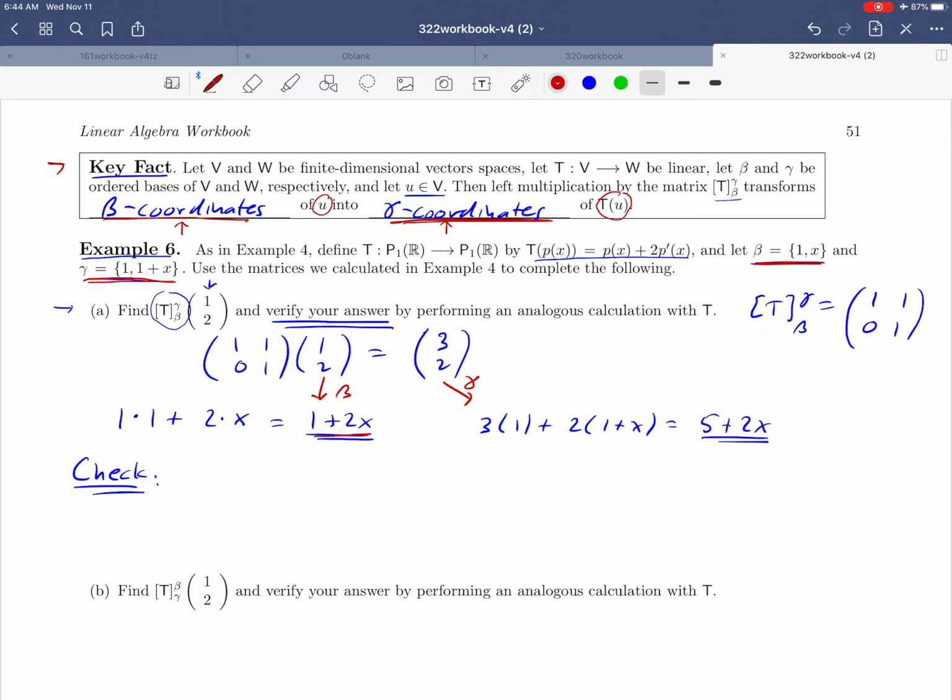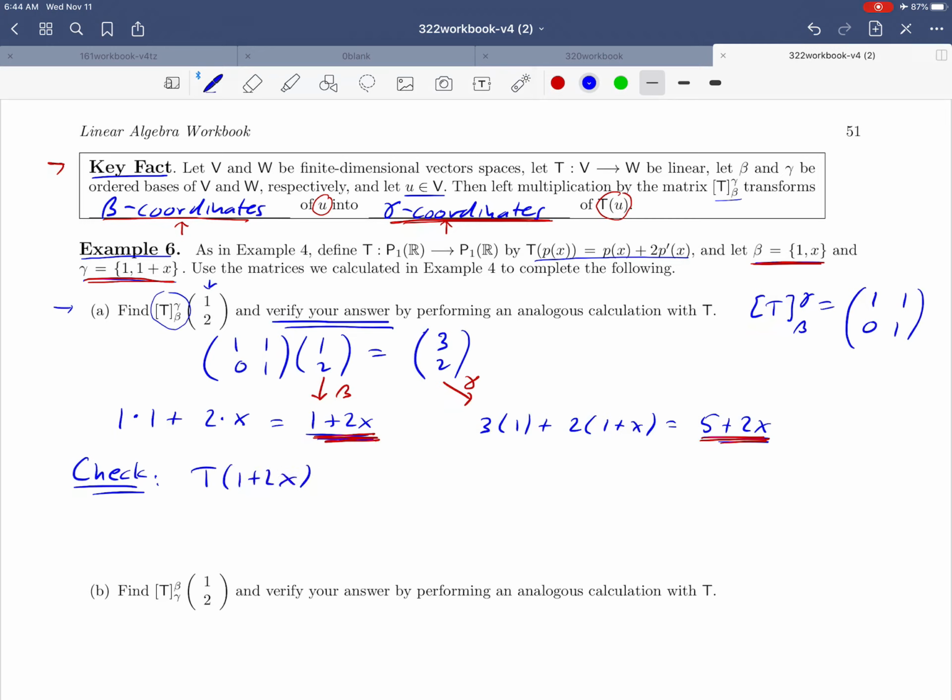If we take 1 plus 2x and substitute it into our transformation T, what should come out is 5 plus 2x. Okay, so 1 plus 2x over here should be our input, and 5 plus 2x over here should be our output. Let's check and see if that's really the case.